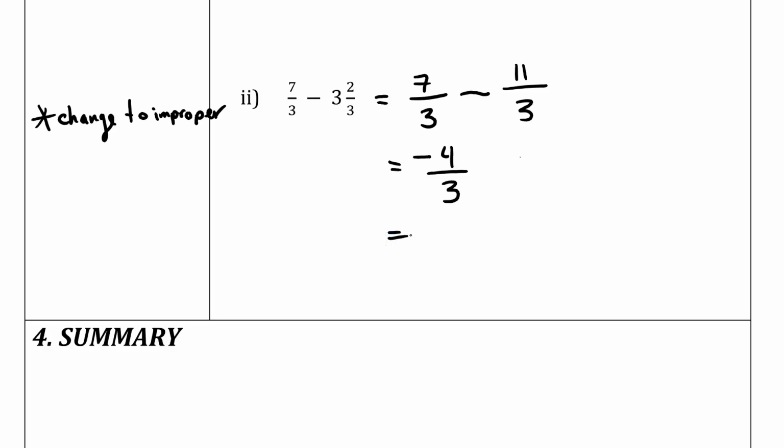And if I want to give the best and most full answer possible, I'm going to change that to a mixed fraction. So negative 1, because 3 goes into 4 once, and there's 1 left over, and 1/3. Because I like my teacher, I'm going to put a box around my final answer to make it really easy.